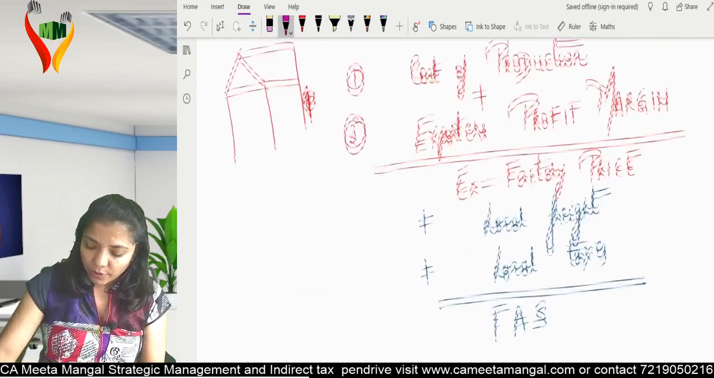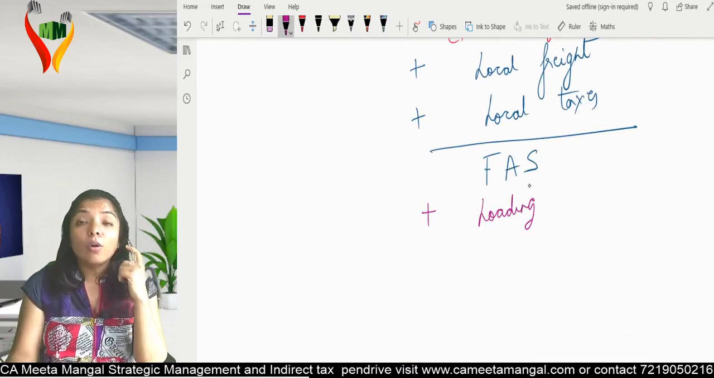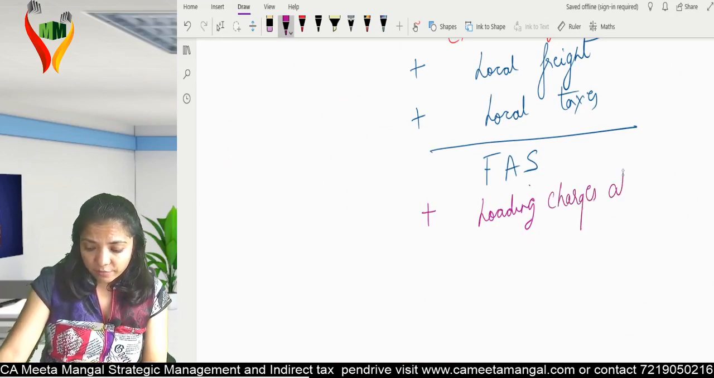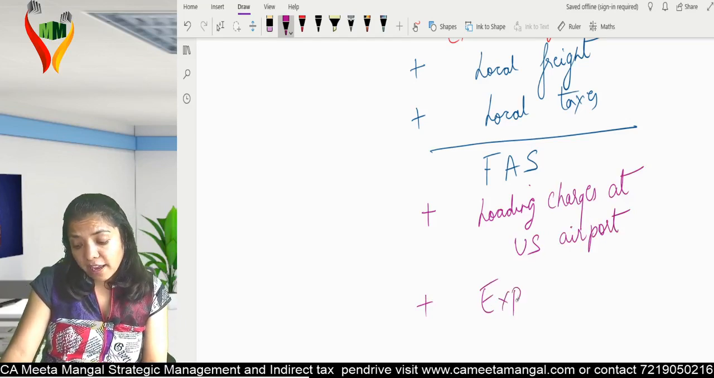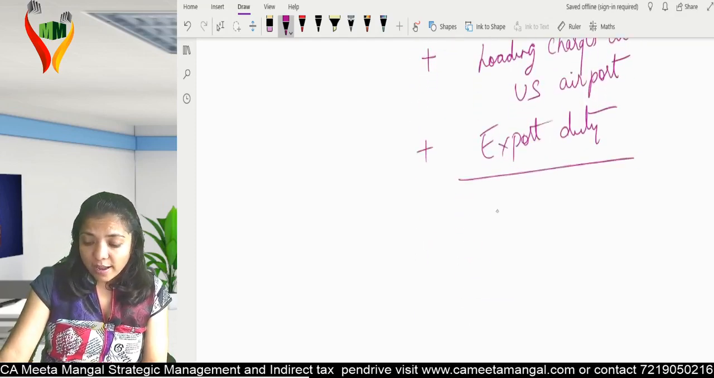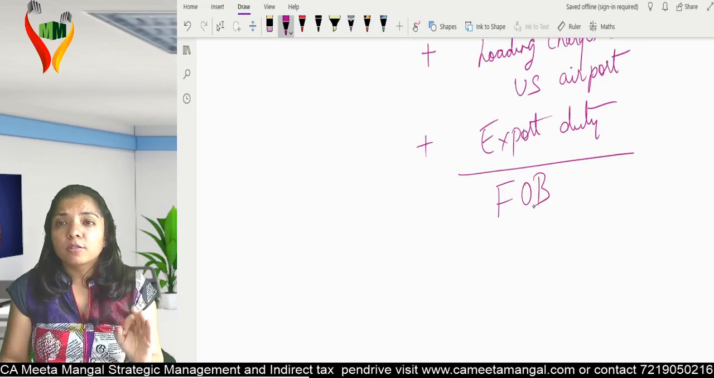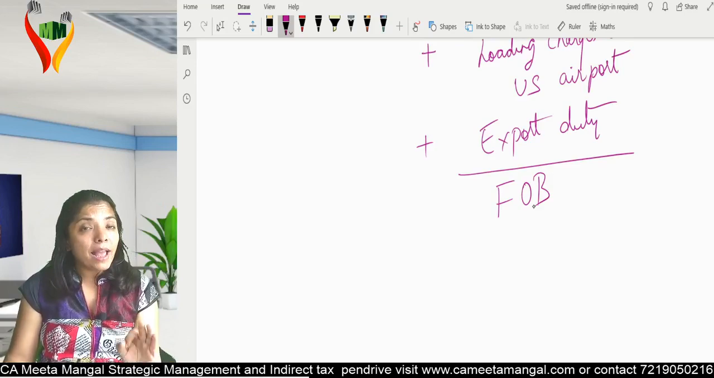Okay. So, what I'm doing over here, in this FAS, I am going to add loading charges. Loading where? Loading at the US airport. Loading charges at the US airport plus export duty, if any, in that country. By adding this, I will get what? FOB price. This is called free on board. I hope you're with me till now.